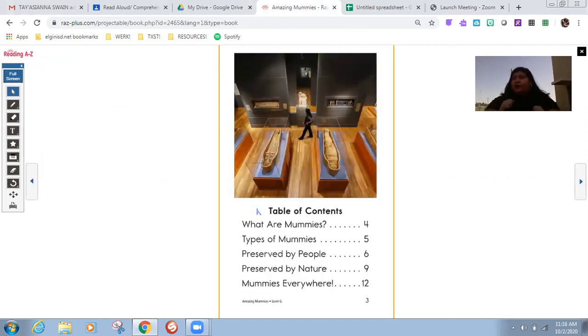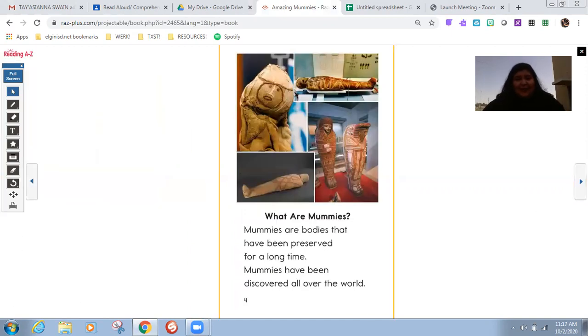All right. What do we have right here? It's the table of contents. The table of contents is going to tell us the page numbers and what we're going to learn about, right? So if you look right here, look at my mouse, it says, "What are mummies?" on page 4. Types of mummies on page 5. Preserved by people. I don't know what that means, but we're going to find it out on page 6. Preserved by nature. We're going to find out what that means on page 9. And mummies everywhere. I don't know what that means, but I do not want to see a mummy because I would be freaked out.